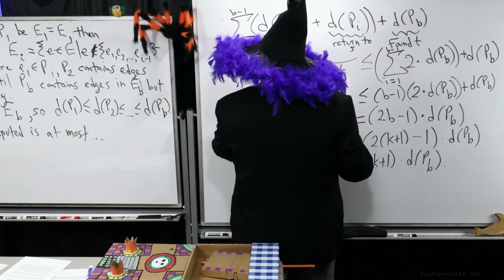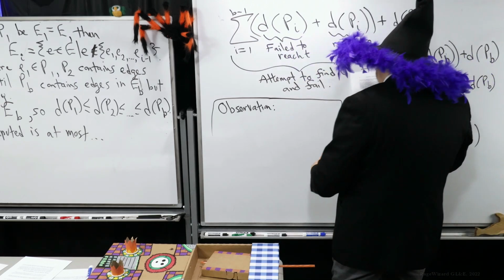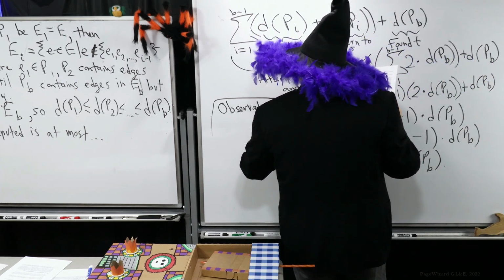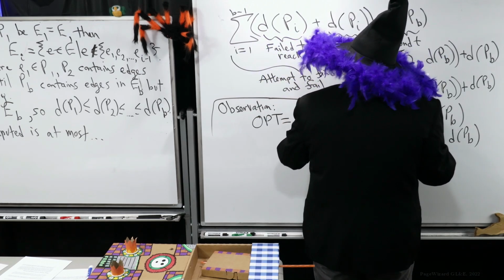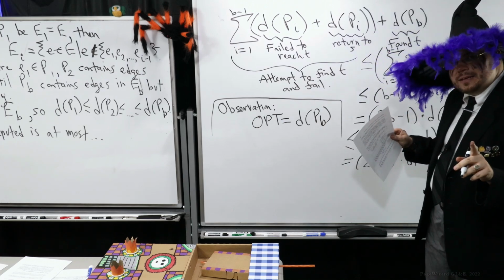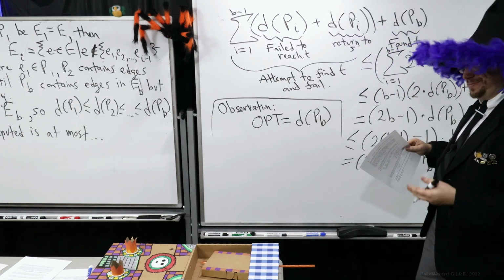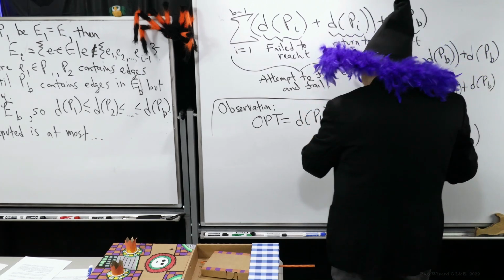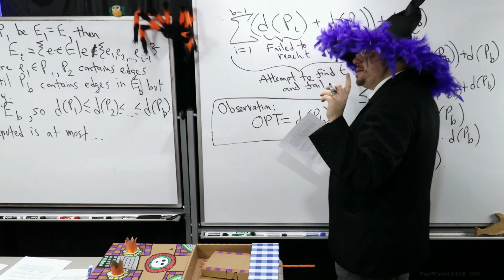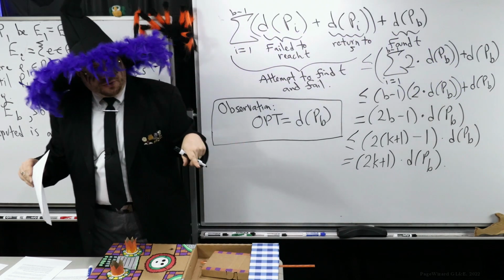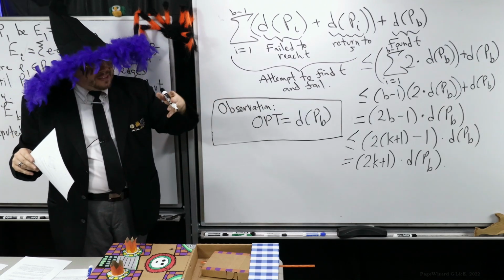Well, here's an observation. I would recommend writing this as a proper sentence, but here's an observation. That the optimum is actually equal to the length of pb, because this is the length of a shortest path without using any of the trap edges, right? That's what it is. There's your cherry on top. Because remember, pb was a shortest ST path. It doesn't use any trap edges. And keep in mind, it doesn't have to be exactly pb. It could be another path of the same length.